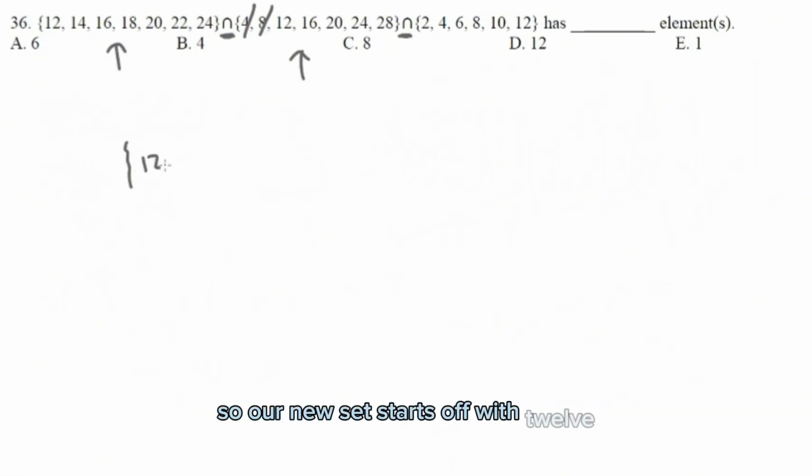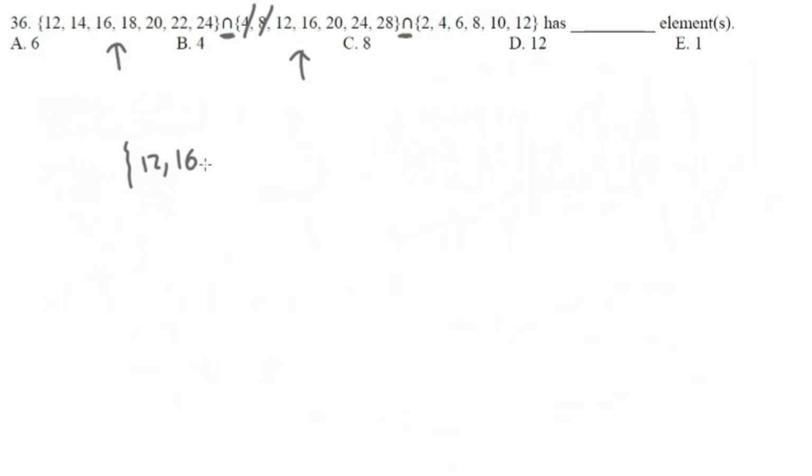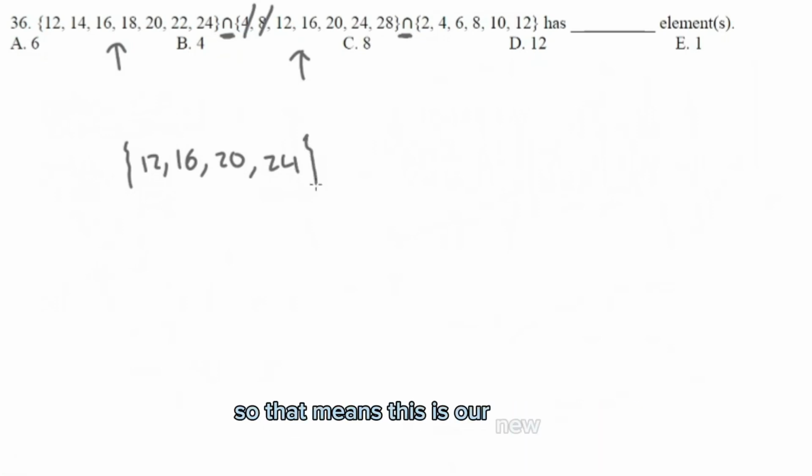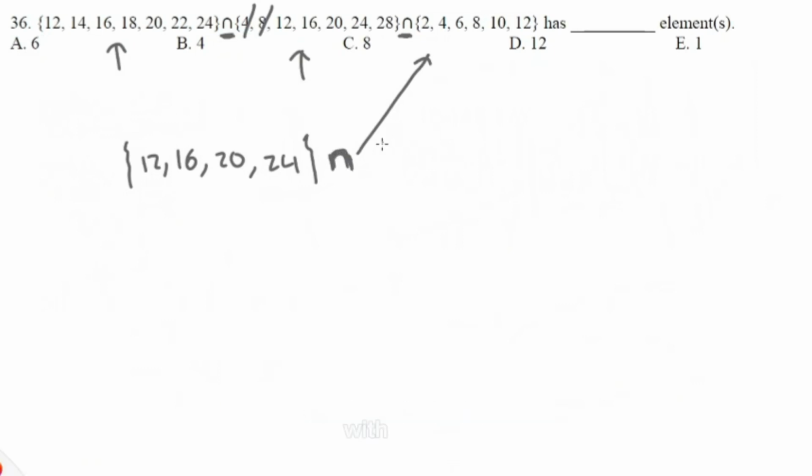So our new set starts off with 12. Then 16. Is 16 in both sets? Yes. So that's the next element. Next, is 20 in both sets? Yes. Is 24 in both sets? Yes. Is 28 in both sets? No, because it does not appear in the first set, it's only in the second set. So that means this is our new set. So this set has 4 elements. However, that's not what we're looking for, because now we're looking for this intersection with this set right here, 2, 4, 6, 8, 10, and 12.